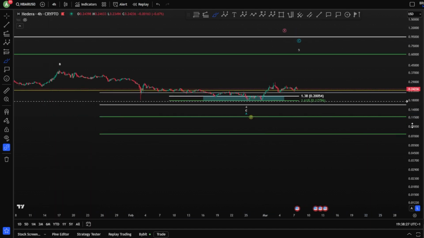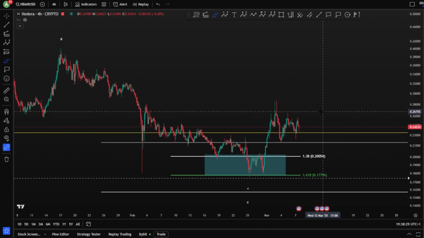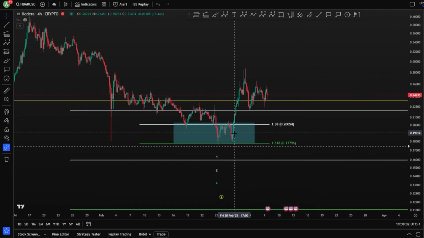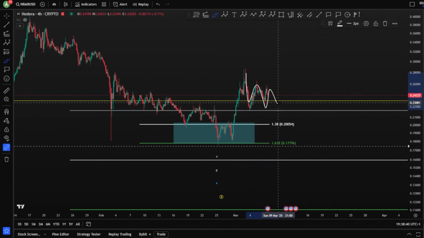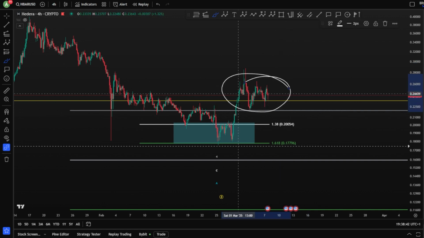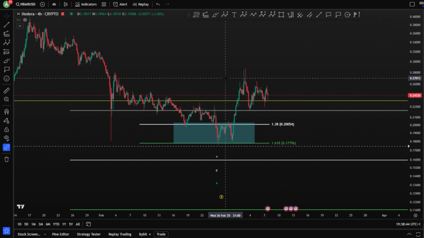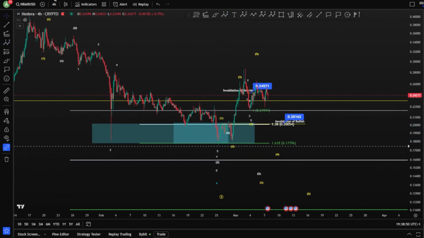If we move on to the 4-hour chart, we can see that we have an impulse 1, 2, 3, and then currently arranging potentially for a wave 4 in a triangle, very characteristic of wave 4, and especially in HBAR, which likes sideways so much, as we can see. So potentially we're looking here at a 1, 2, 3, 4, and 5. We have already the count.